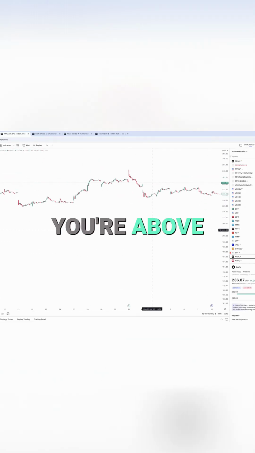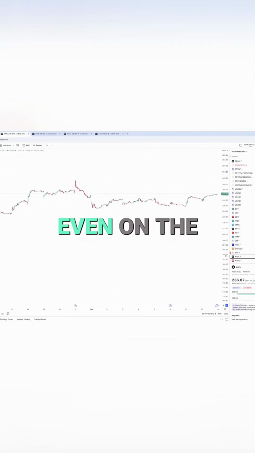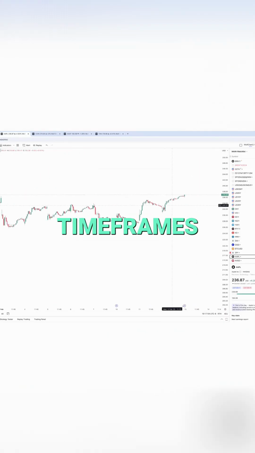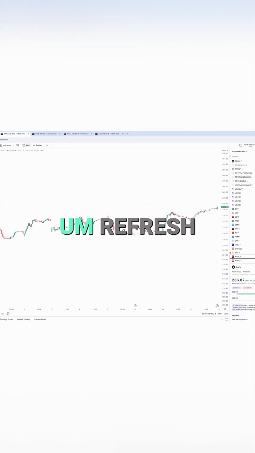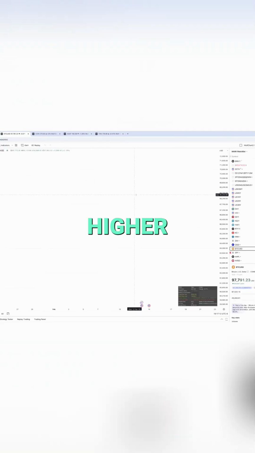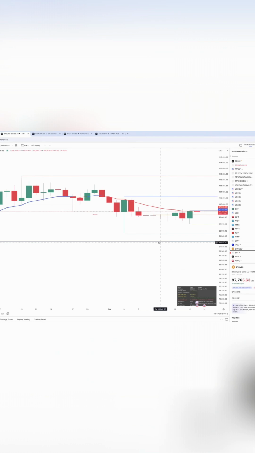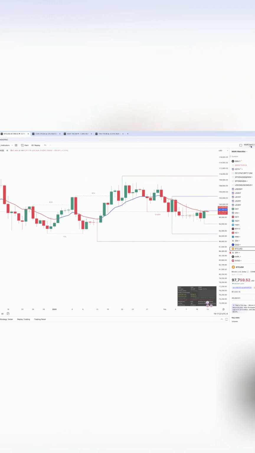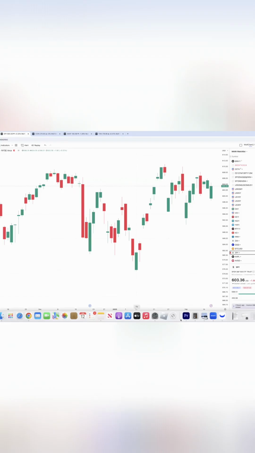So when you're above your 200, even on the smaller time frames, you want to hold on right quick, refresh this. So everything I'm showing you now with the higher time frame applies to every other time frame. Let's save that. Let's go back to the spot.